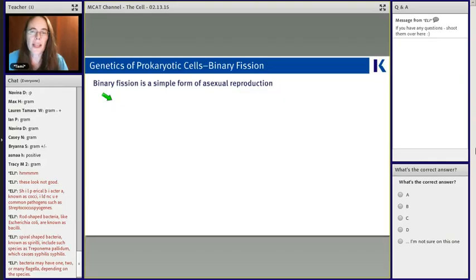So first thing is binary fission. This is just a very, very simple form of asexual reproduction. What happens is the chromosome, that circular chromosome, is actually going to attach to the cell wall itself.